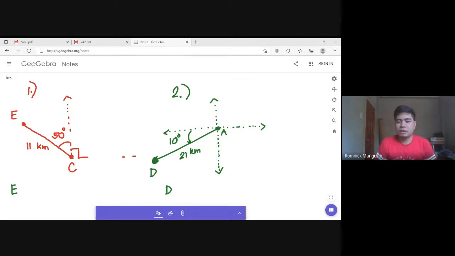So after solving this, please provide your answer. Ilagay nyo ang sagot ninyo sa comment section nitong meeting. Okay? And I will not call your names and just have them provided, and this is all about practice anyway.